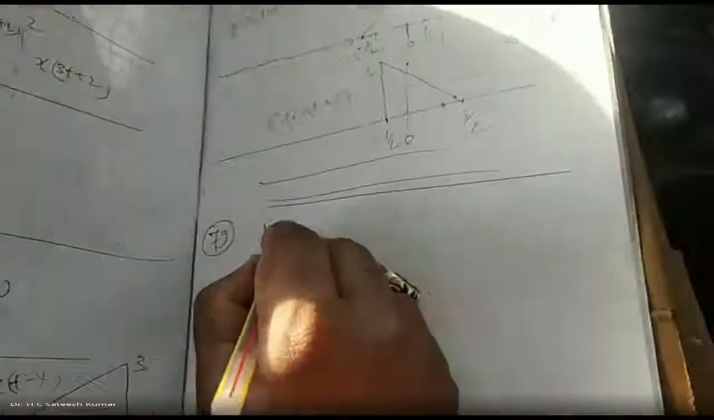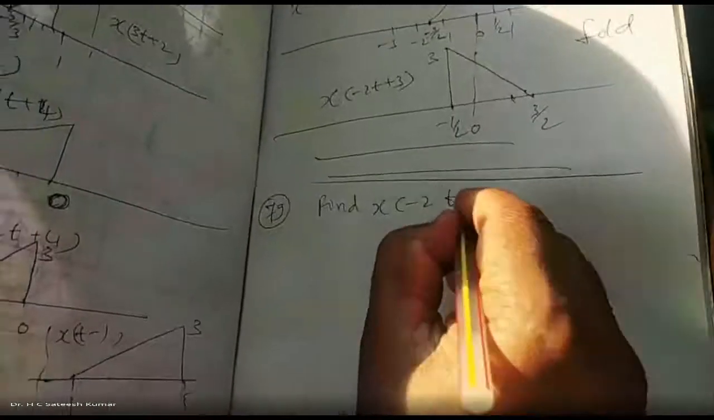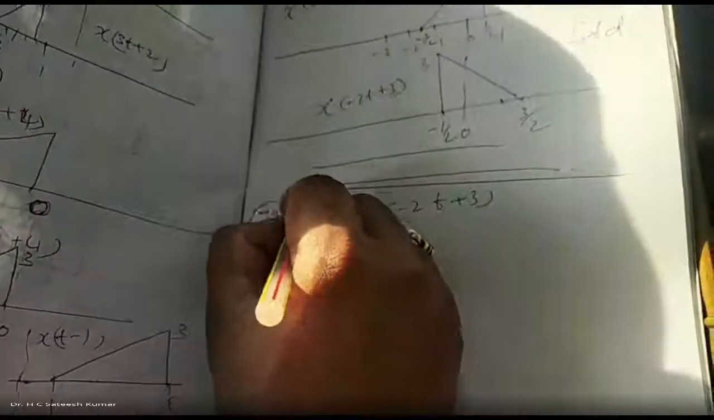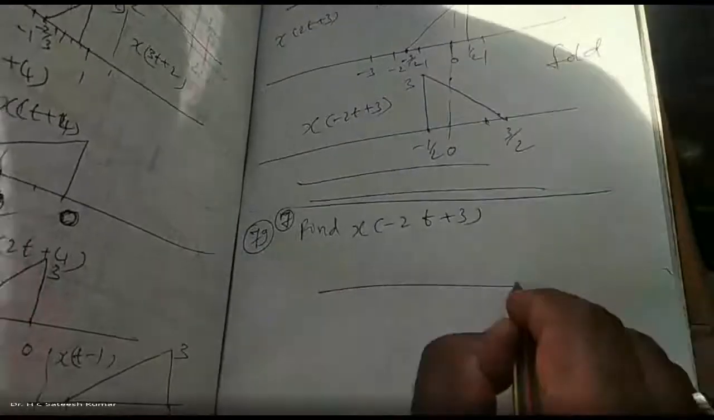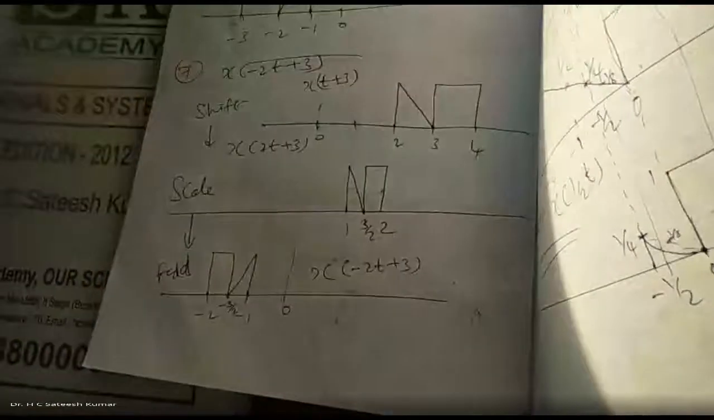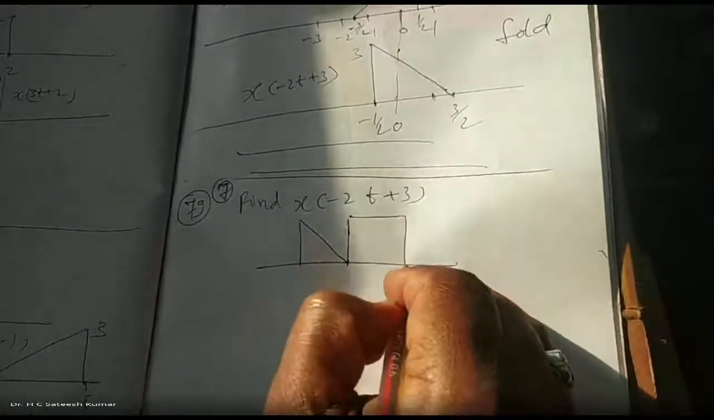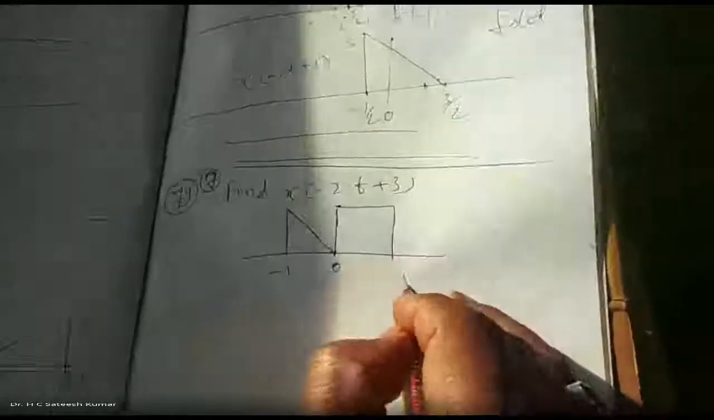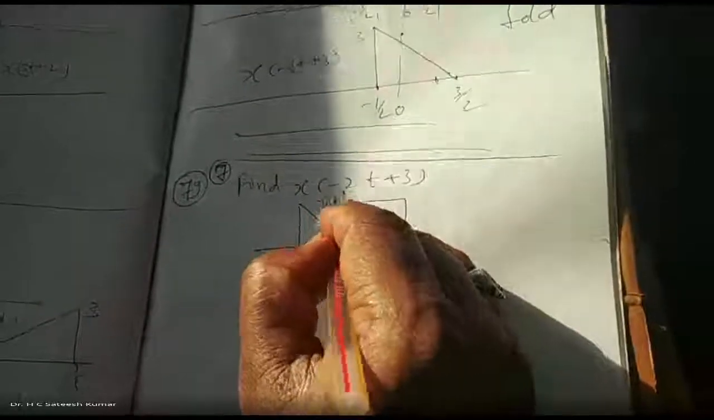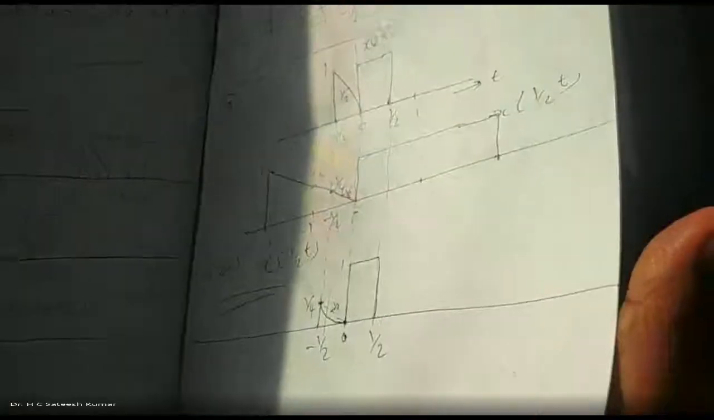In problem number 79, there is a sub part: find x of minus 2t plus 3. 79, 7. There is a correction in this one. Actually what has happened is the problem was given like this: 0, minus 1, plus 1, 1, x of t. We need to find out x of minus 2t plus 3.